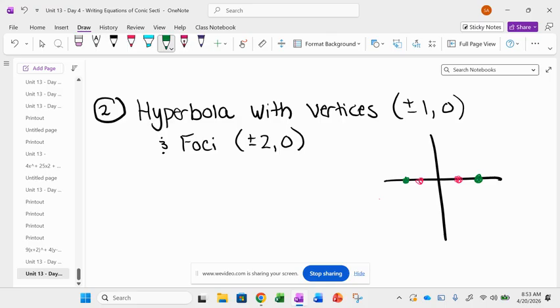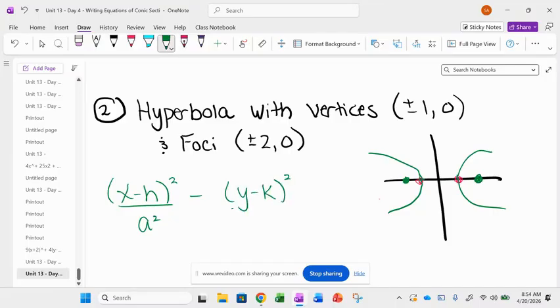Now, don't the curves in the hyperbolas always eat the foci? So if this is the vertex and it has to eat the foci, wouldn't it be going like something like that? So what is this, horizontal or vertical? Horizontal. So if it's a horizontal hyperbola, what is the equation of that in standard form? Perfect.